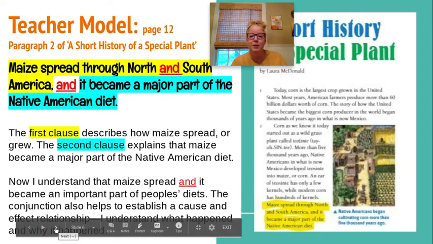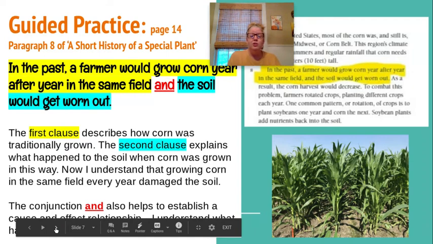Oh, you might hear Mr. Pip crunching back there. Okay, so now we're going to go to page 14.